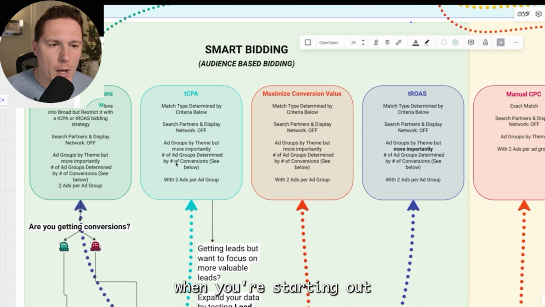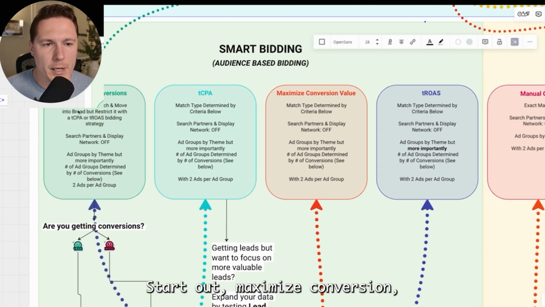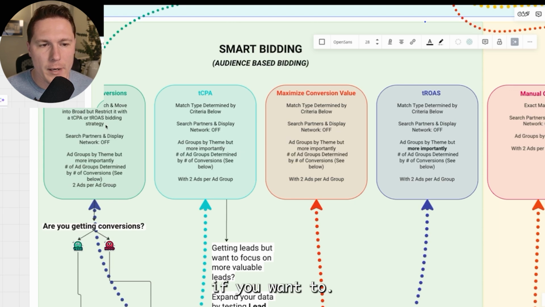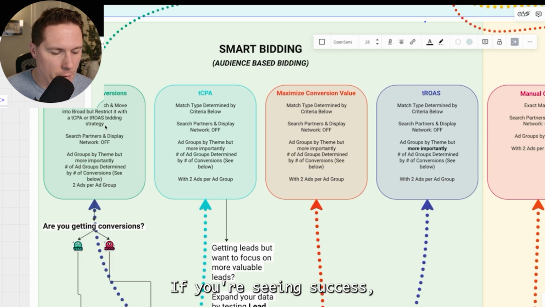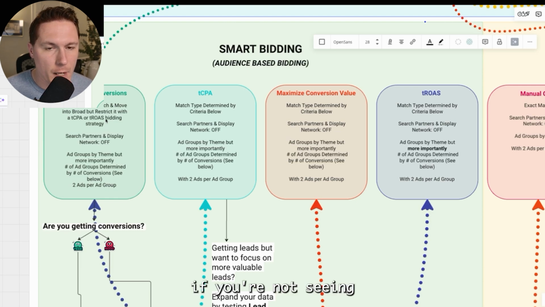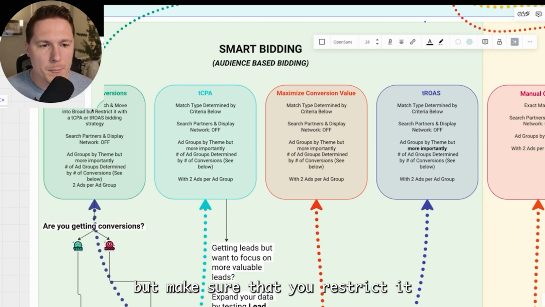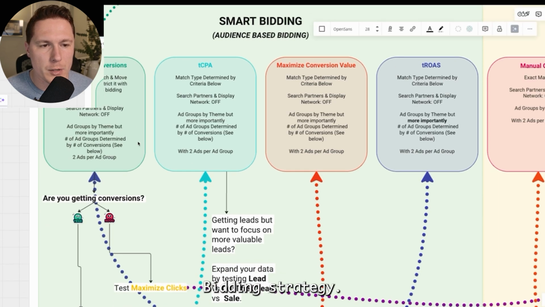When you're starting out a new campaign, start out with maximize conversions, start on exact match, and then move into broad if you want to, if you're seeing success. If you're not seeing a whole lot of search volume go through on maximize conversions, then number one, check your conversion tracking. And then number two, you can even test going to broad. But make sure that you restrict it with a TCPA or TROAS bidding strategy.